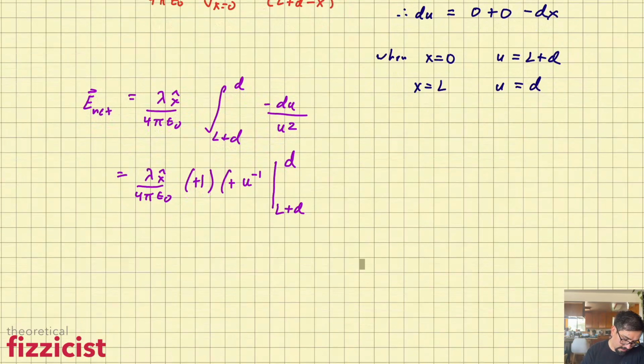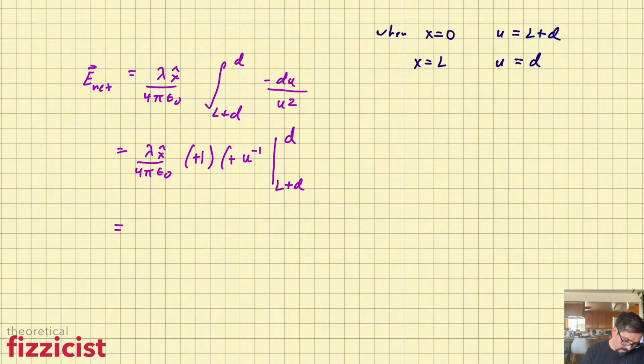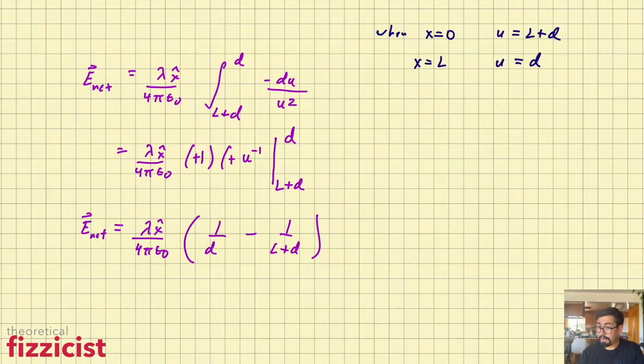So go ahead and clean it up. Now that we plug in our boundary terms for our integration, we have lambda over 4 pi epsilon naught, keep that x hat right there. Then we got two terms over here. Then we have a 1 over d, minus a 1 over L plus d. And this is our electric field, a distance d away from the end of the rod.